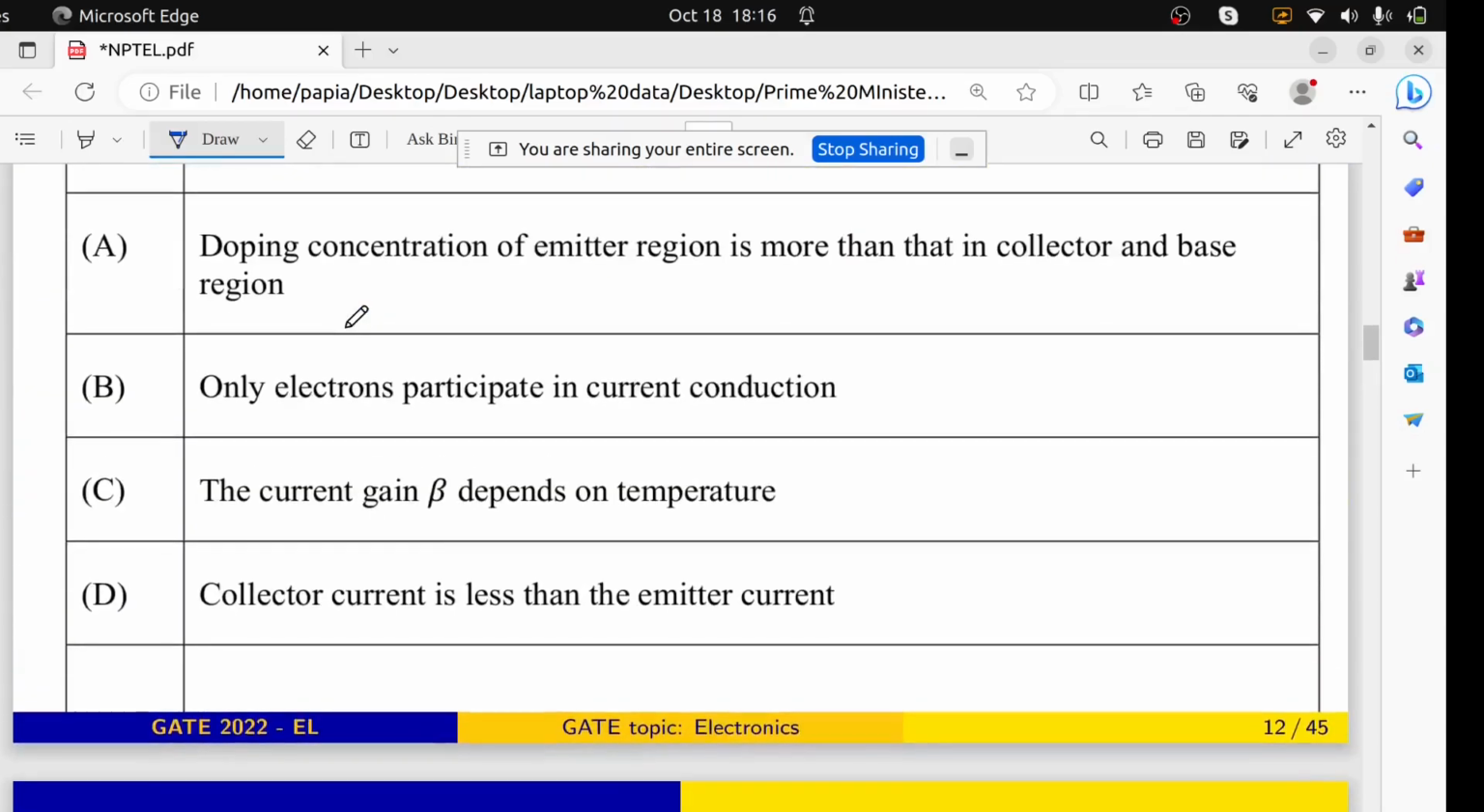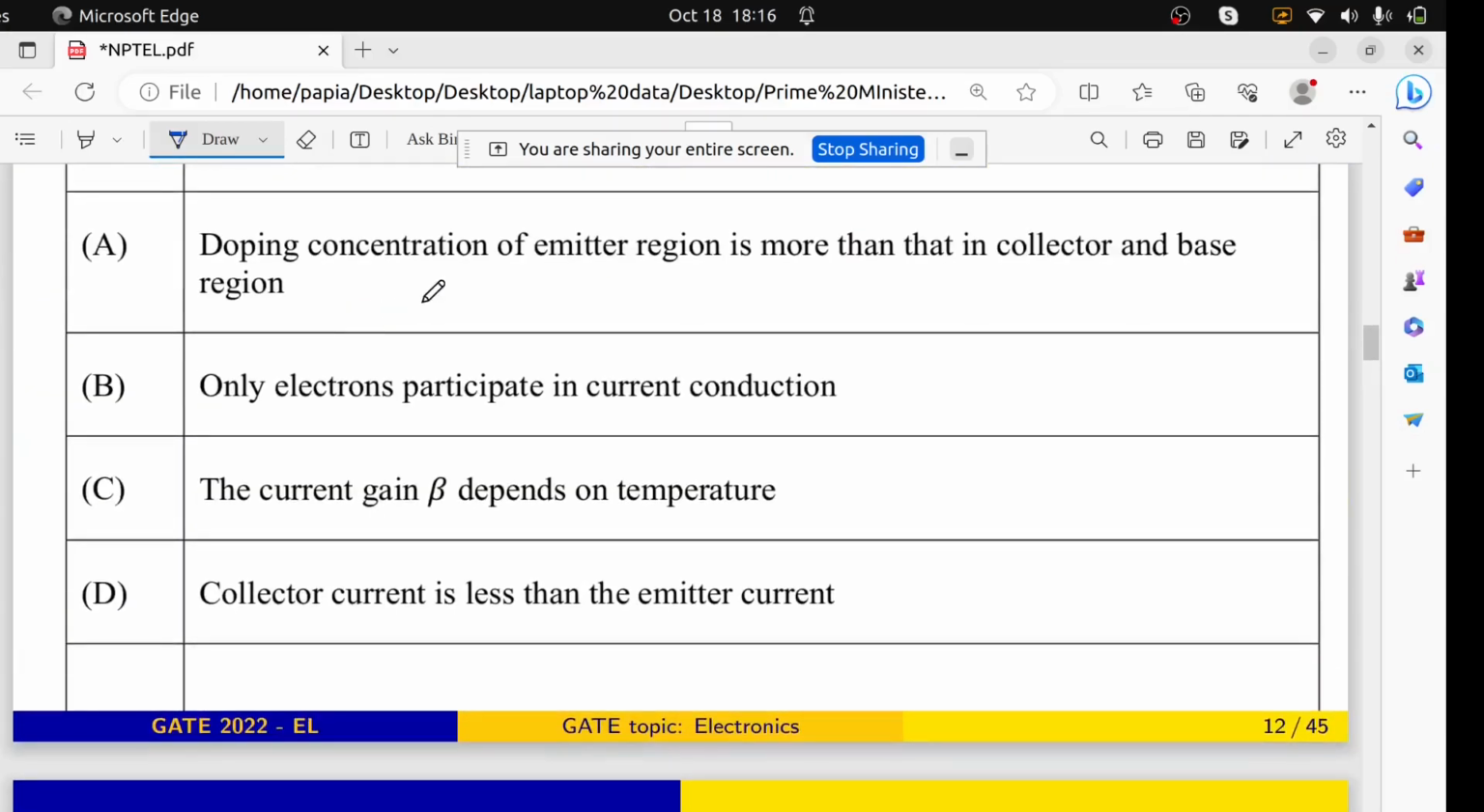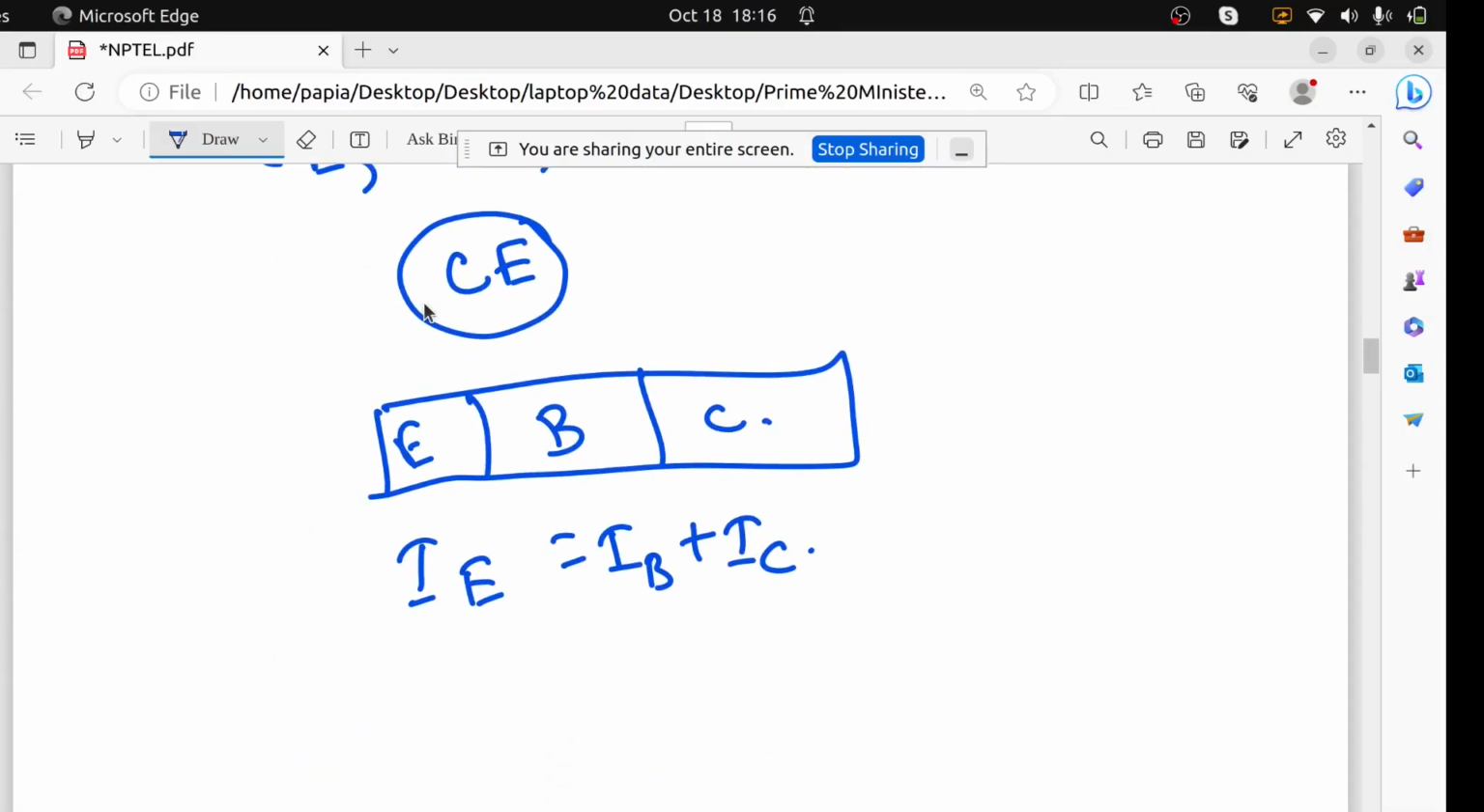So you can see here the first option was doping concentration of emitter is more than that in collector and base region. Obviously it will be correct because the area of the emitter is a little bit more than base as well as collector. So the doping concentration of E will be more than B and C. So the first option, whatever it is given, that is correct. The doping concentration for emitter is greater than base as well as collector, and the doping concentration of base is smallest compared to E and C, and the C will be the middle doping concentration.